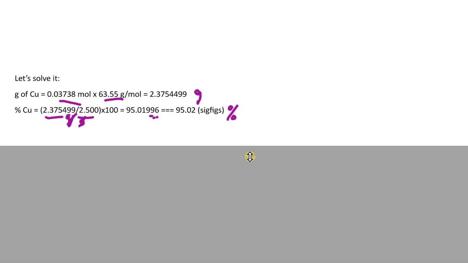So the percentage of copper is going to be 2.37 grams divided by 2.5 grams times 100, which gives me 95.0196. All these digits are given by the calculator, but when we take into account significant figures, we have 95.02%. And I know that this is percent because my grams here are canceled by the grams on this side, so I don't have any units left, right? So that's what I have.